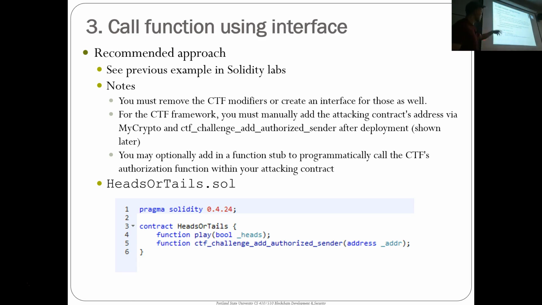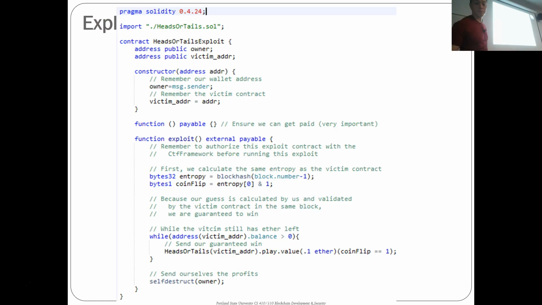I can optionally add the authorized sender if I wanted to, but really you just want to specify that one. What you also have to do is, when you deploy a smart contract, you also have to manually register the authorized sender. When we deploy our attacking heads or tails, it is trying to interact with our original heads or tails, and it has to be registered as an authorized sender to that contract. So as you deploy your attacking contract and you get its address, you need to call this CTF challenge add authorized sender to make it work.